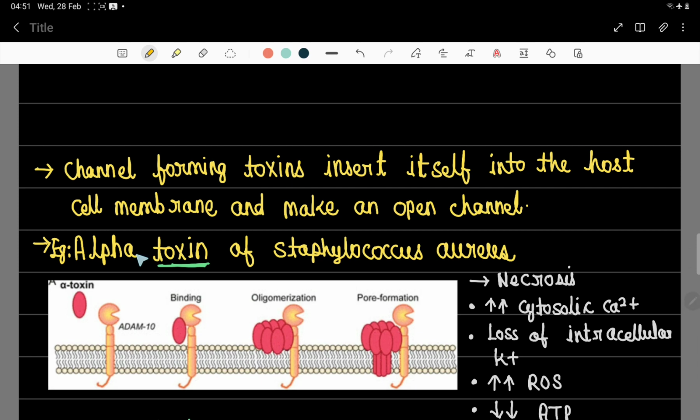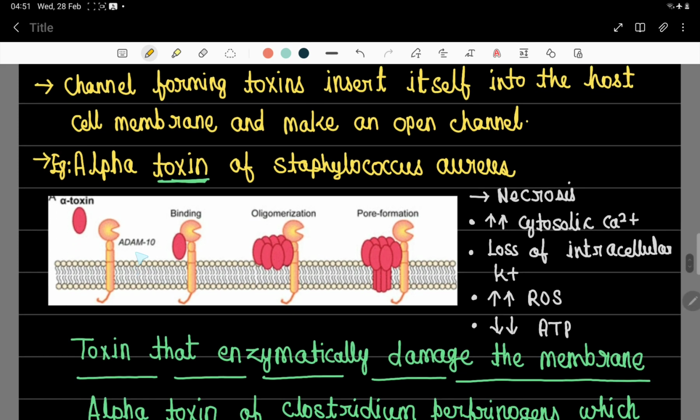A channel forming toxin example is alpha toxin secreted by Staphylococcus aureus. When it targets a cell, this toxin enters the cell membrane, oligomerizes and forms a pore. Formation of that pore causes necrosis in the target cell.